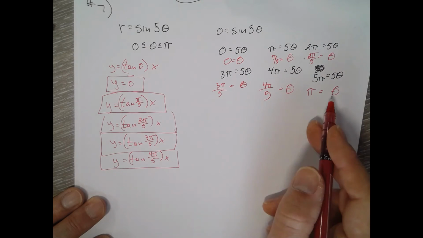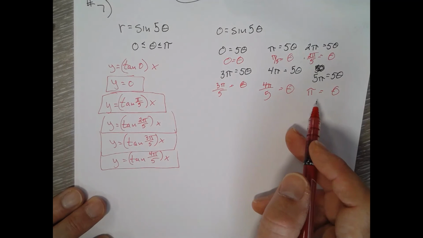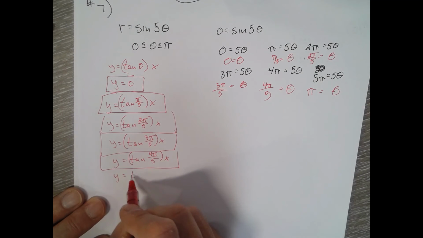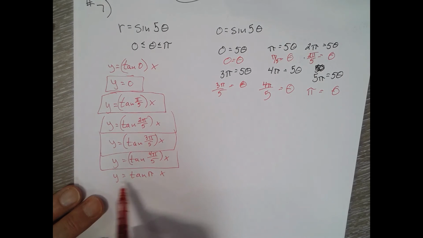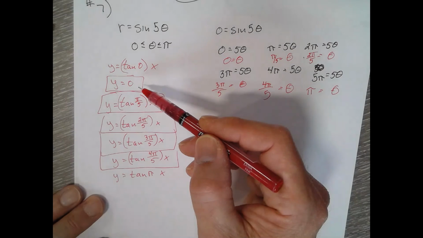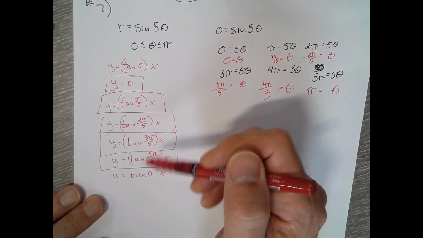and tangent of pi x. Well, the tangent of pi is 0, so y equals 0x. We've already gotten that one right up there. So those are your 5 Cartesian equations.